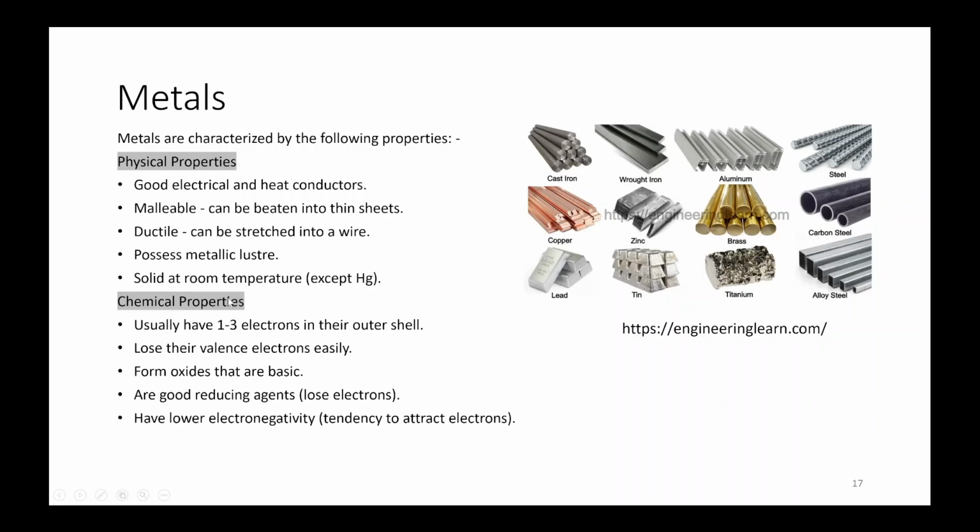And chemical properties, so these have 1 to 3 electrons in the outer shell, so these can lose their valence electrons easily. Also they form oxides that are basic. For example, iron oxide will act as a basic oxide. So these are good reducing agents because they lose electrons easily and they have lower electronegativity. Electronegativity is the tendency to attract electrons. This is the definition of electronegativity.